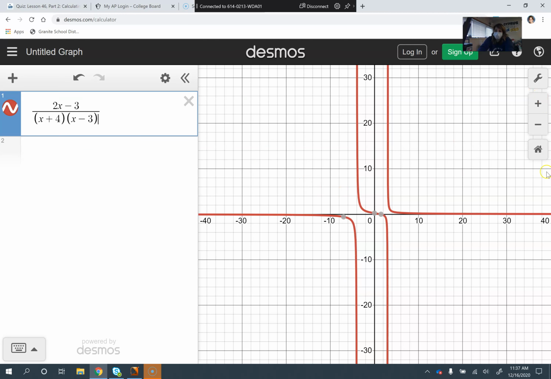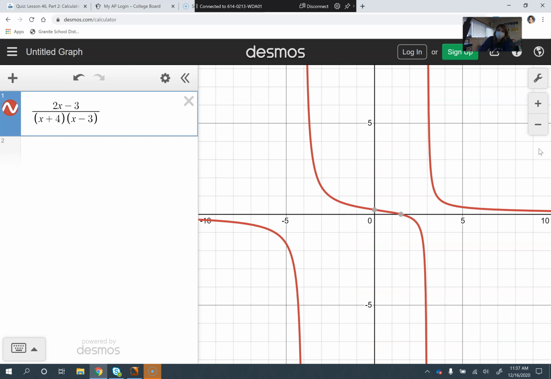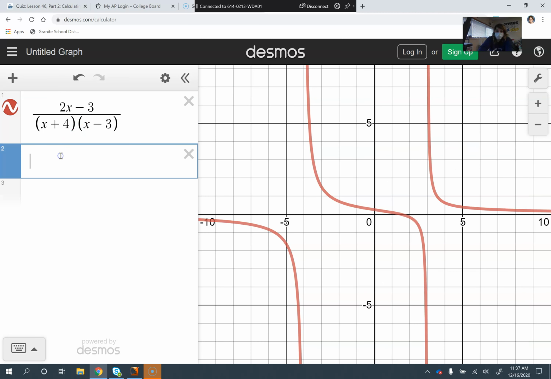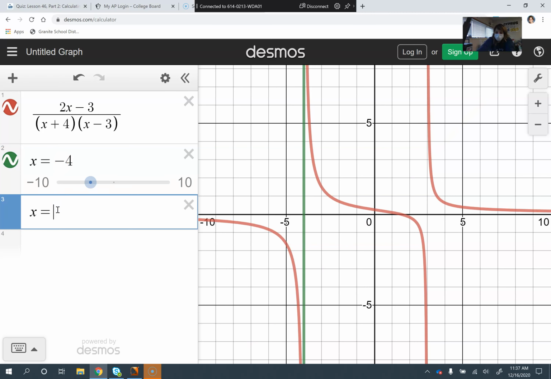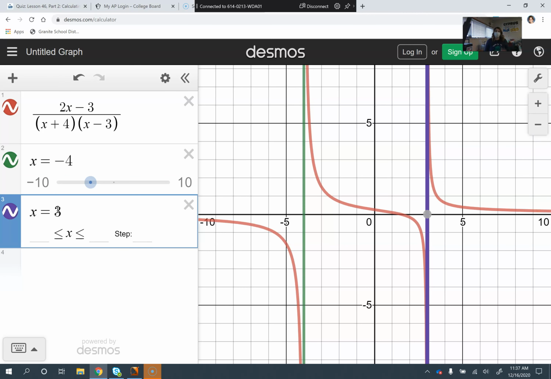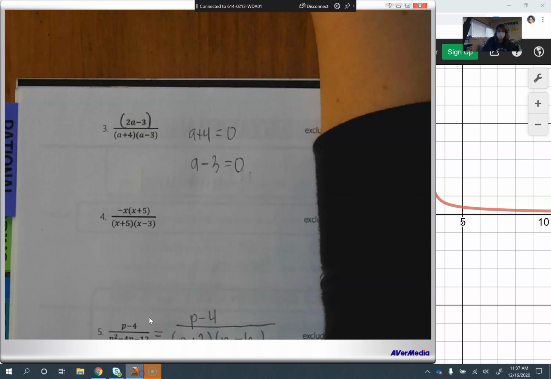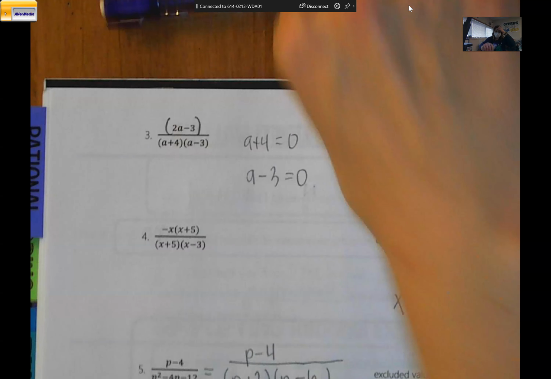Okay, so if I zoom in on this, can you guys see that this graph is looking really weird? So let me put the fences in. I just told you we're going to have a fence at -4 and a fence at 3. Is that what we're seeing in our graph? Are you shaking your heads yes? Yes.